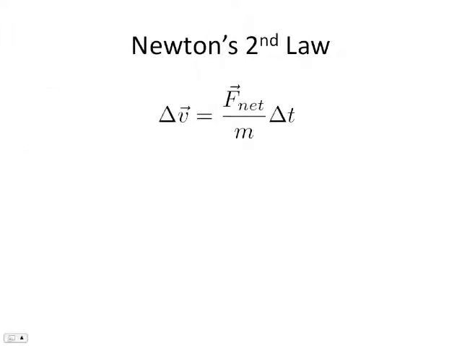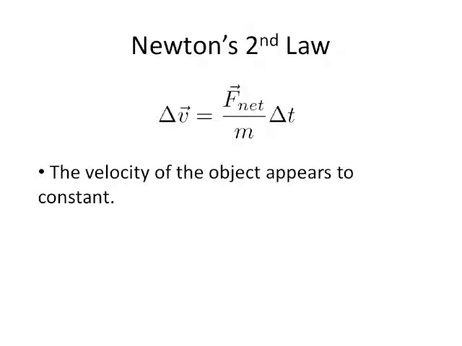The computational model that I used to predict the motion of the peach is based on Newton's second law. Newton's second law states that the change in velocity of a system is equal to the net force acting on the system divided by the mass of the system times the change in time. For the peach traveling on the conveyor belt, it appears that the velocity is not changing. So the vector on the left-hand side, the change in velocity, would be equal to the 0 vector. So I made the assumption in my model that the net force acting on the peach is equal to the 0 vector.